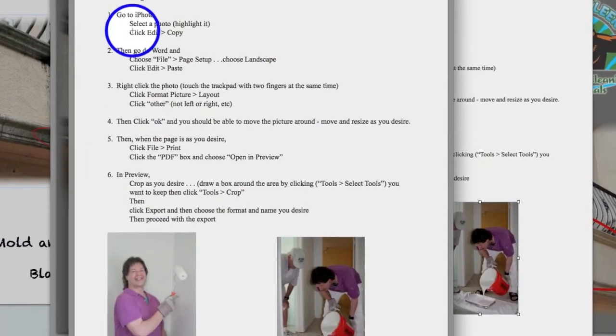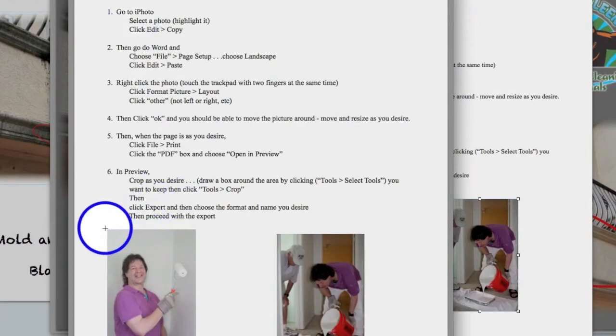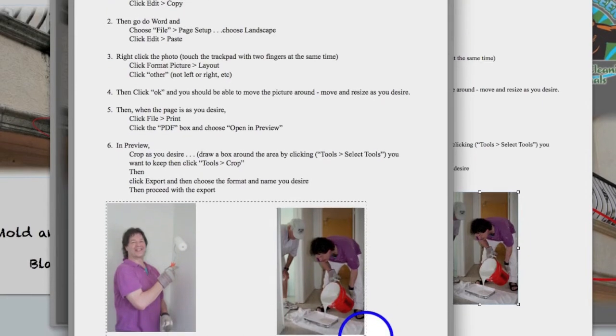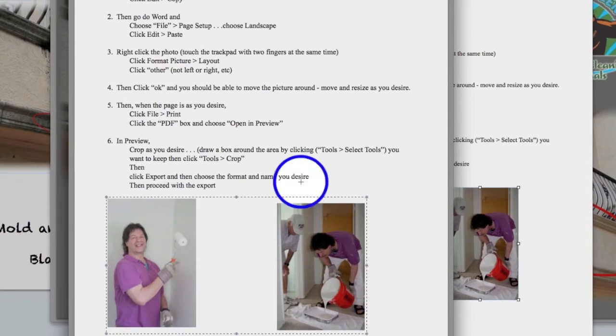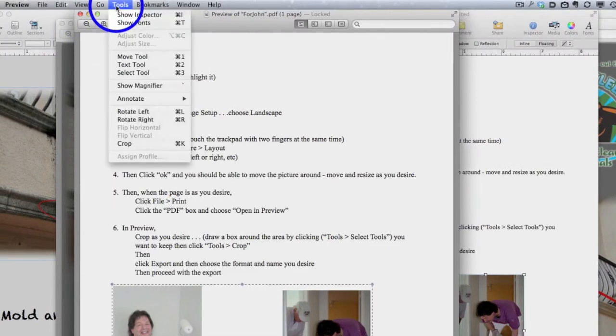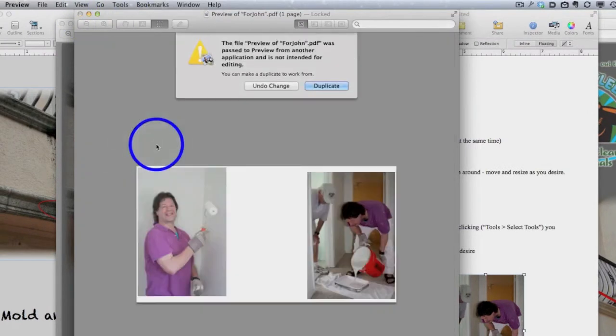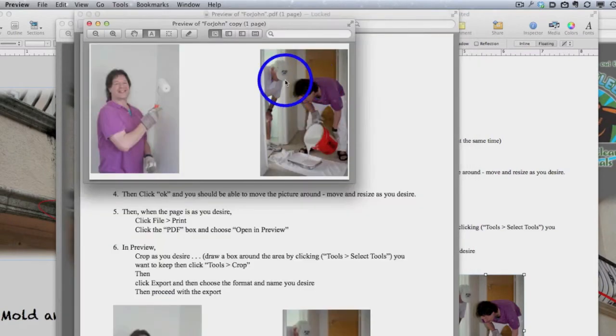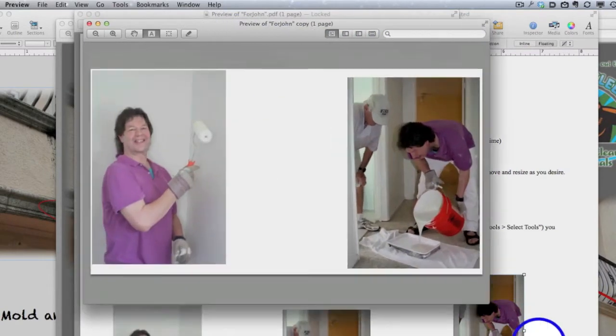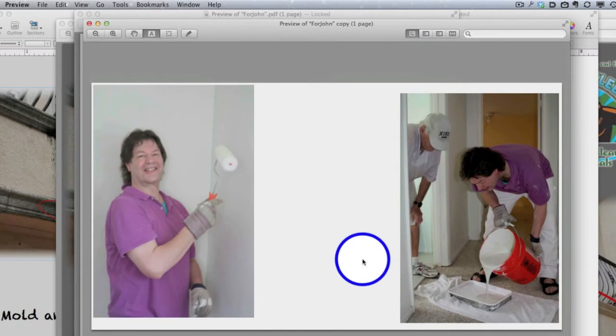Now we want to take this preview document and only highlight that area that we want to keep, and that's the two graphics. We want to make the two graphics one. Then we'll go to Tools and Crop. Now in this case it's asking us to duplicate so we don't mess up the original. And there is our PDF file with two graphics that we want to make into one.